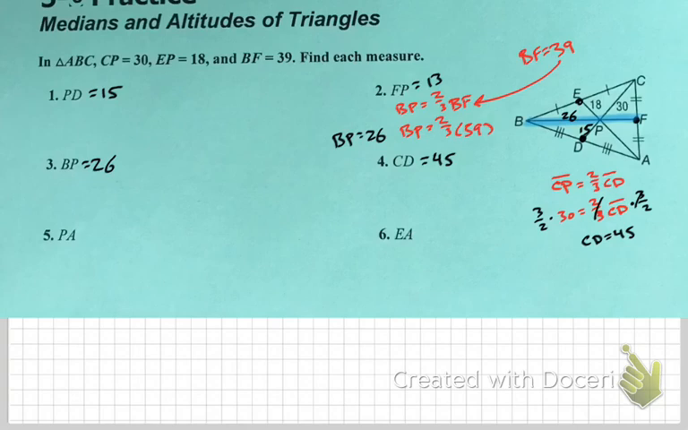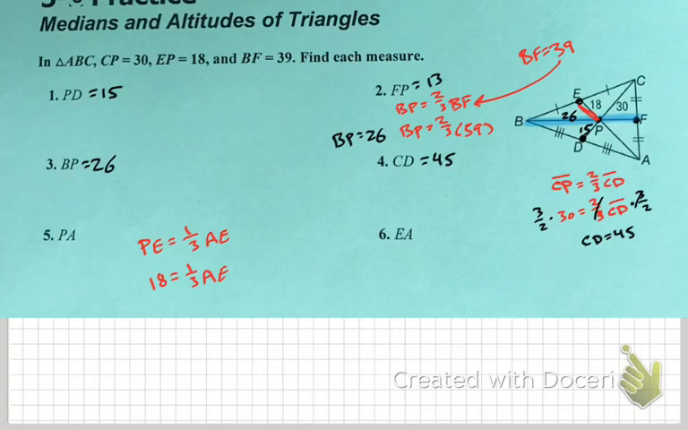And now for our last problem, we are asked to find PA and EA. We know that P to E is 18. That's the only thing that we know. If AP is 2/3 of EA, then that means that PE is 1/3. So PE equals 1/3 of AE. I know PE is 18, so 18 equals 1/3 of AE, or EA, doesn't matter.